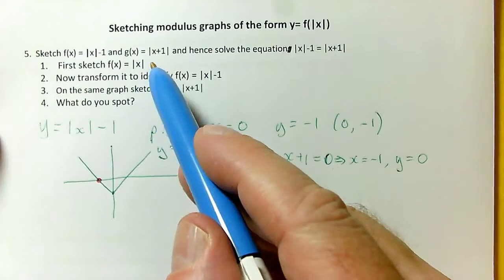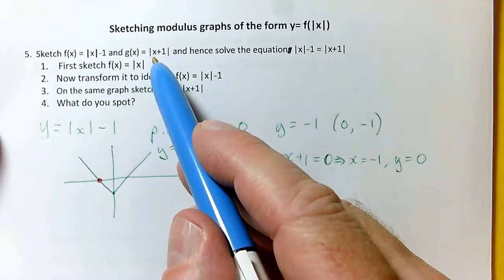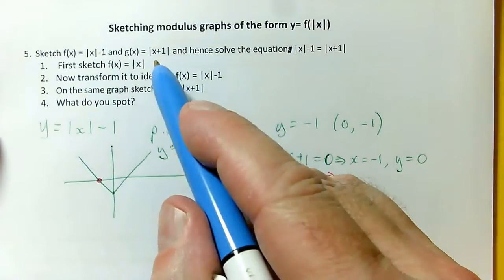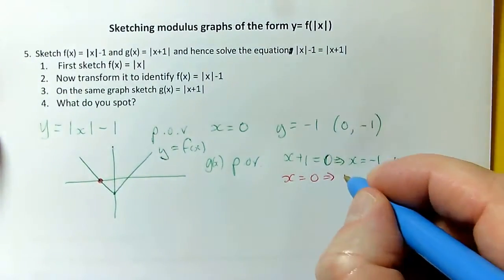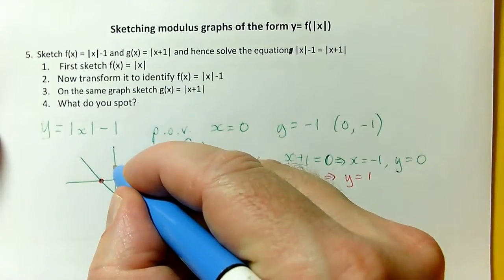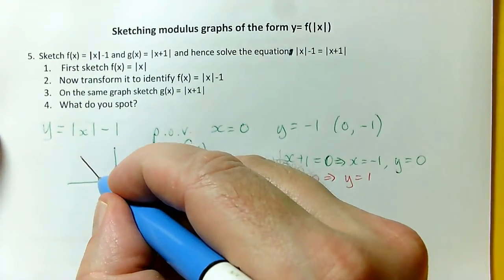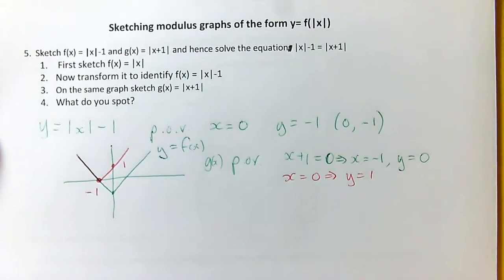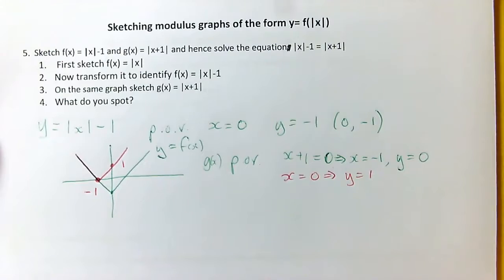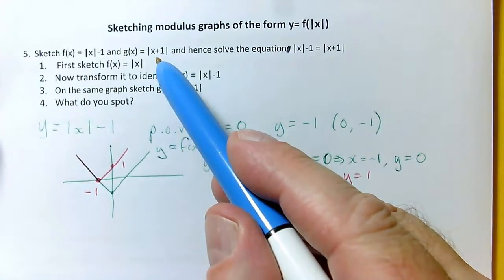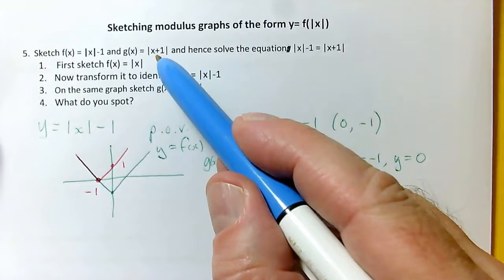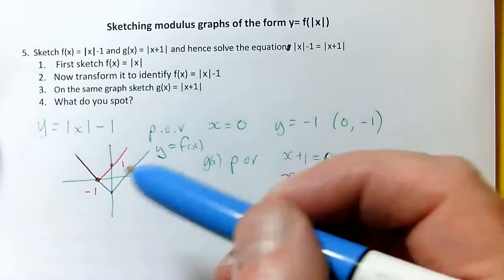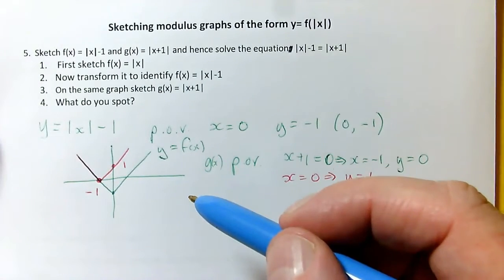And for g of x, I can get the y-intercept. The y-intercept is when x is 0, so x equals 0 implies modulus of 0 plus 1, which is the modulus of 1, so y is 1, so it has a y-intercept of 1. So g of x is a v-shaped graph with a y-intercept of 1, and both of them have this x-intercept at minus 1. Okay, g of x I could get by transforming the basic modulus graph. This is a plus 1 inside, which is a translation of 1 unit, and because it's inside, it's horizontal, it's 1 unit in the negative direction.